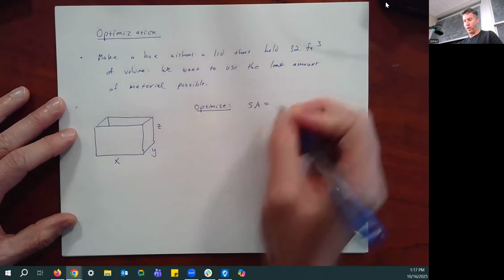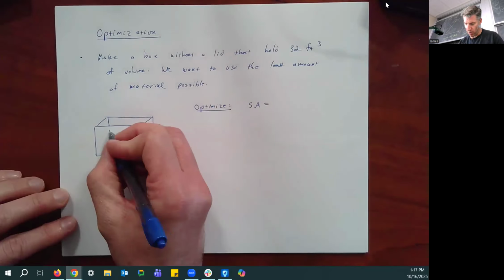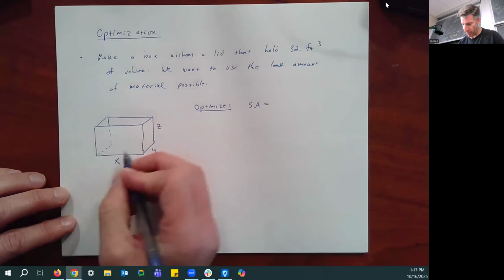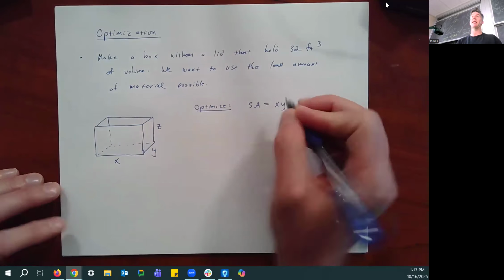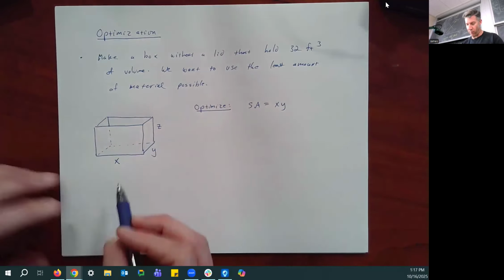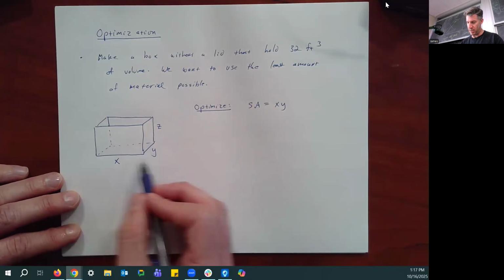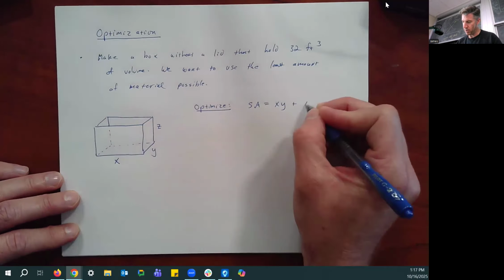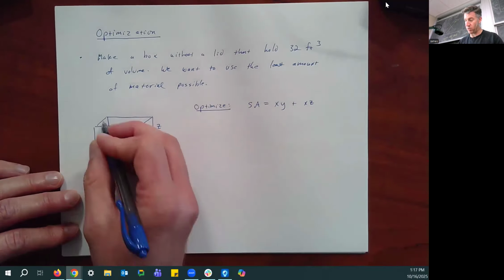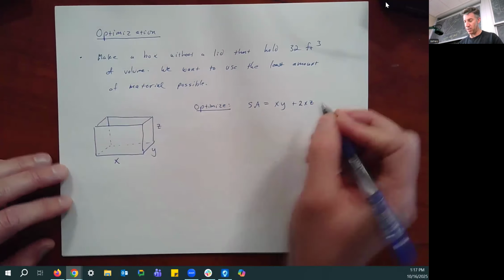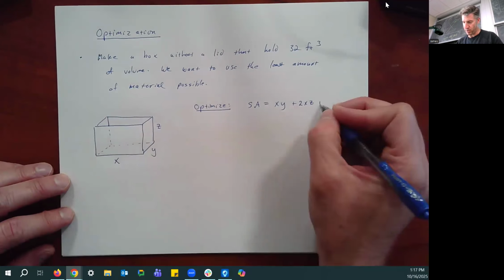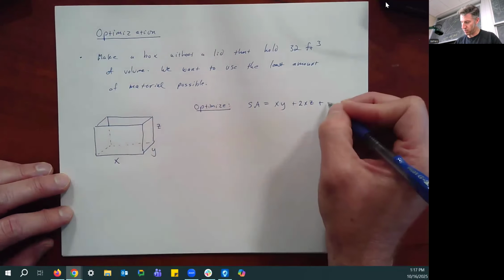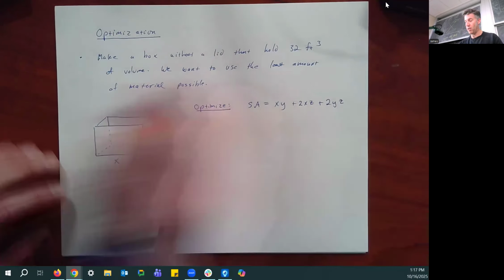And the surface area equation is, well, it's all these areas of rectangles added up together. So it's the bottom rectangle, which is x times y, so it has an area of x times y, and then the front rectangle here, which is x times z, plus the back rectangle, which is also x times z. So I have 2 times x times z. And then the left rectangle, which is y times z, plus the right rectangle, which is also y times z. So 2 times y times z.